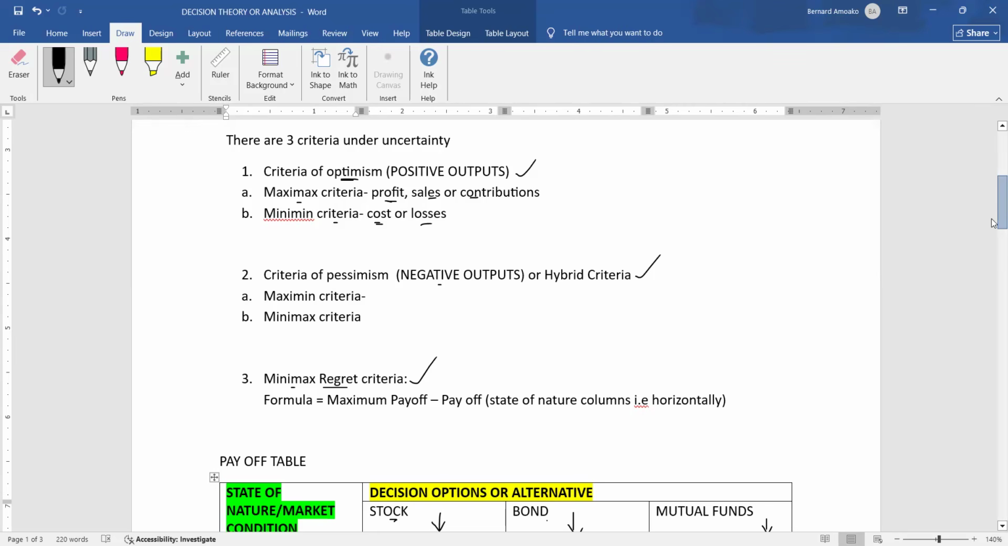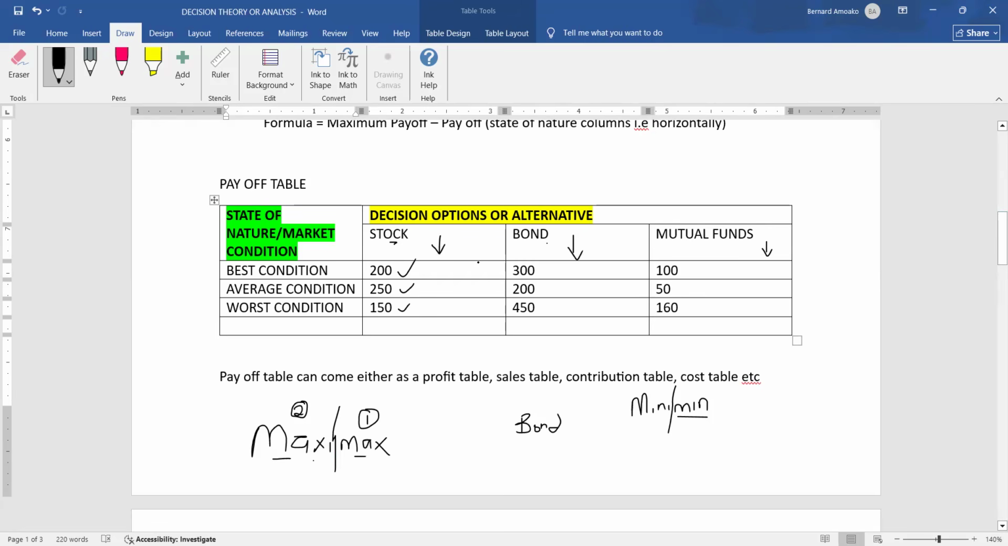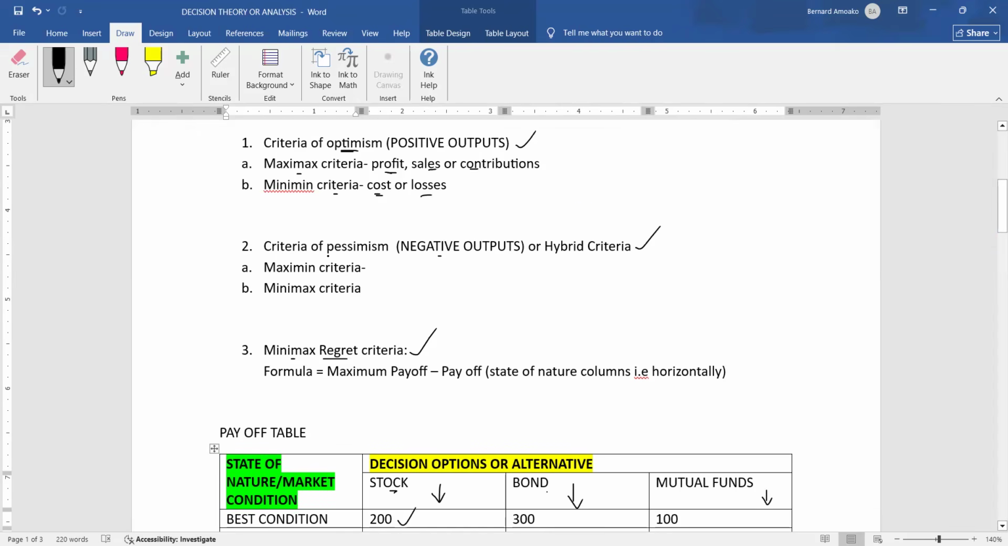So I'm saying that assuming this is a payoff table that you have. In this payoff table, there are two things you should look out for: state of nature and decision options or alternatives. The state of nature is the market condition of the items you want to select from. There'll be a list of items you have to select from, which is the alternative. This list of items you need to select from are the options. It is based on these options that you'll determine the first criteria and second criteria.